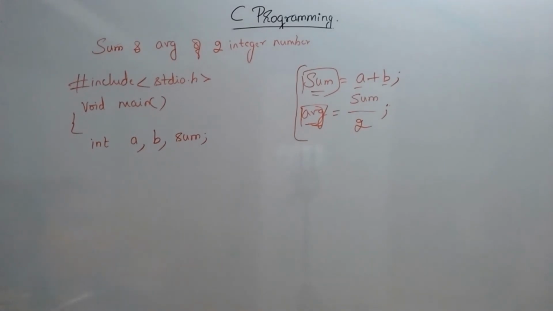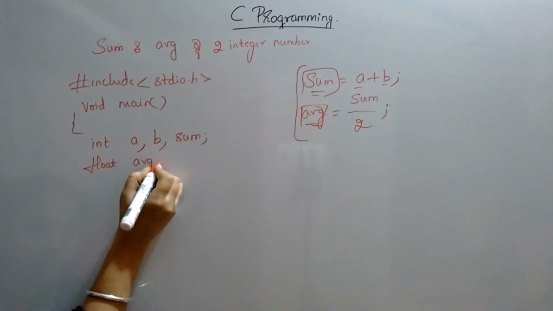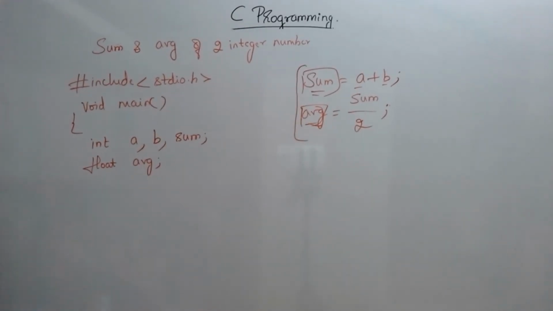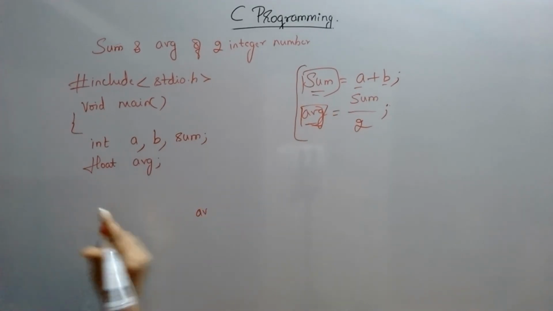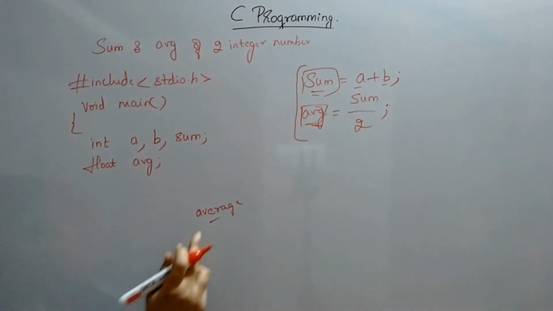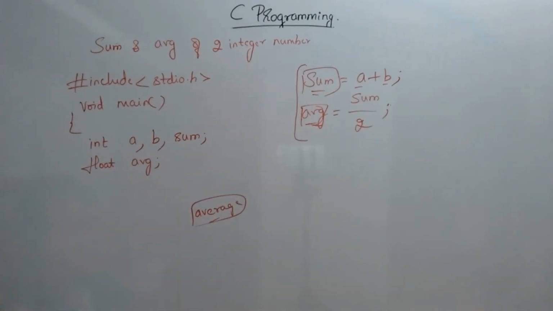And average I am going to declare as float. AVG. For average I am using AVG, and while writing in the program, I have to use AVG only. I can't write average like this, because I have not declared this average. I have declared this avg. Fine.